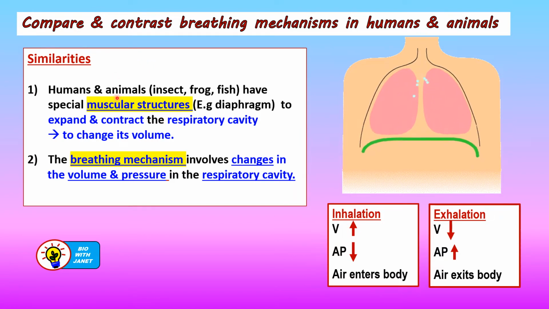Firstly, humans and animals, such as the insect, frog, and fish, have special muscular structures to expand and contract the respiratory cavity. For example, in humans, we have this muscular structure called the diaphragm. We also have the ribcage, which contains the intercostal muscles. All these are used to expand and contract the respiratory cavity, which is the thoracic cavity here. So these pink structures are the lungs. Now, you have studied about the breathing mechanism in humans in Form 3, so try and recall from there.